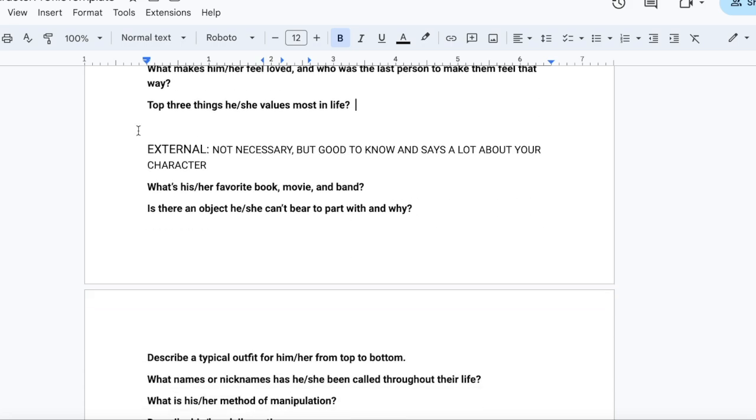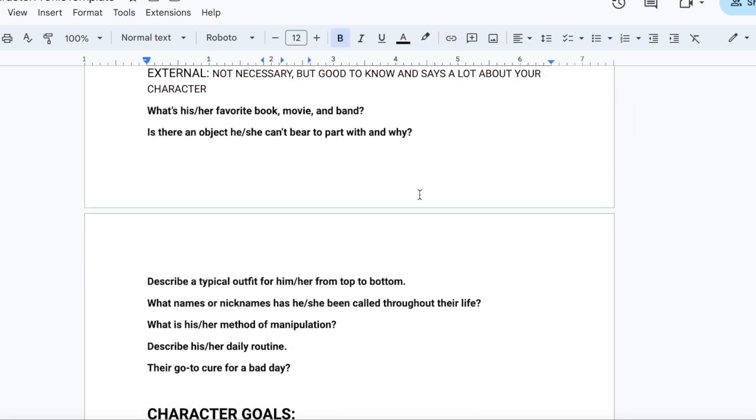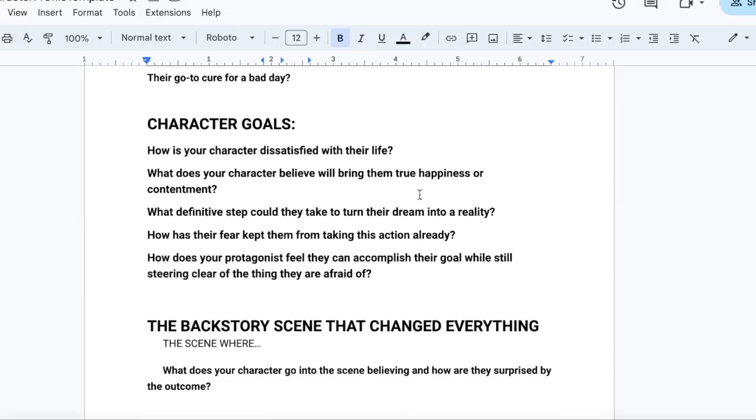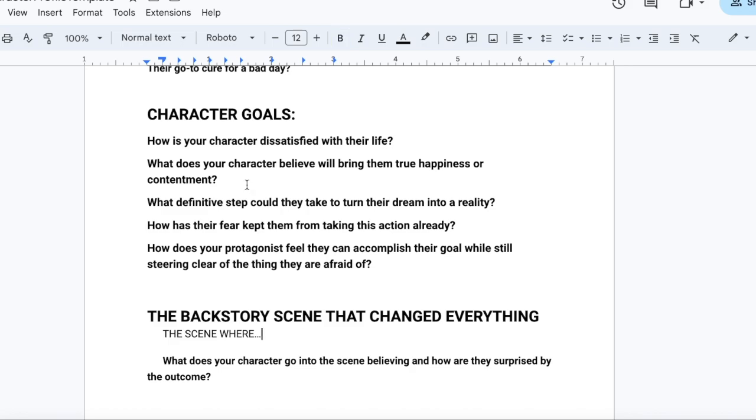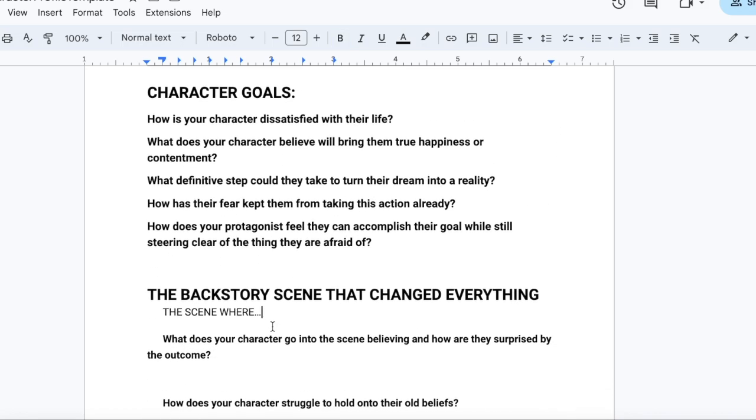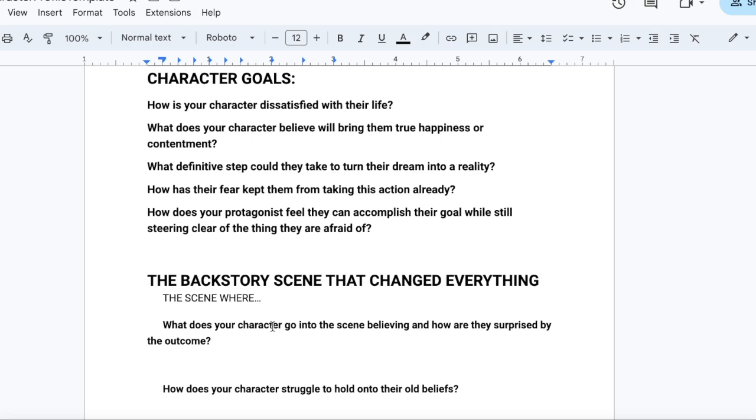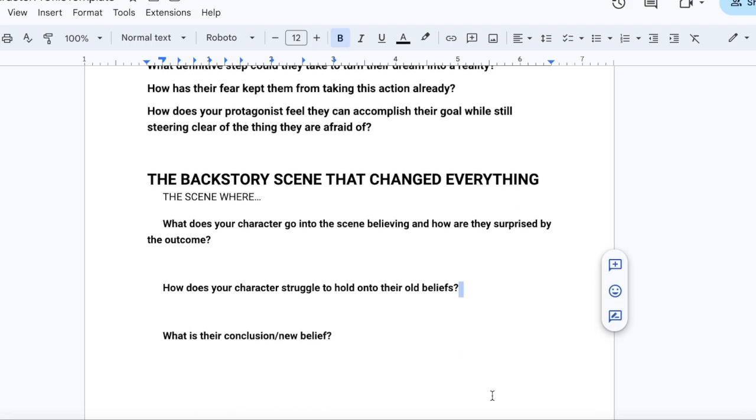External conflict, it's not necessary. It's really not. This is kind of weird if you write fantasy. It's really helpful if you're writing contemporary fiction of some sort, modern times, Earth, humans. And then character goals and the backstory scene at the end, you also want to spend a ton of time on, because that has to do with internal conflict.